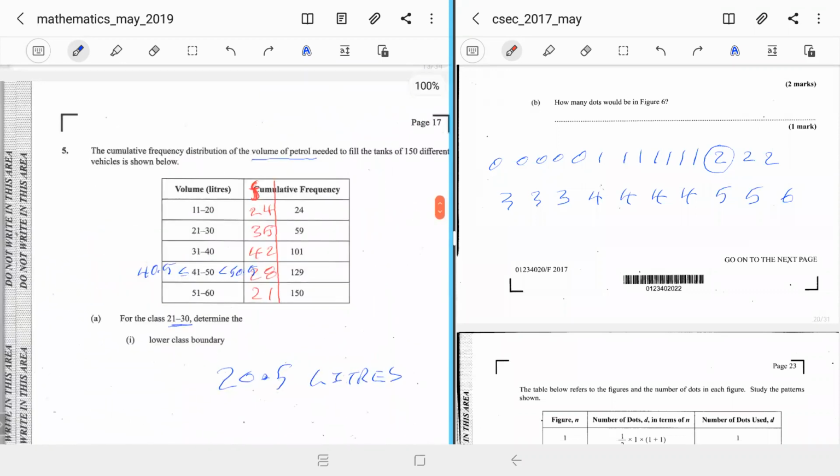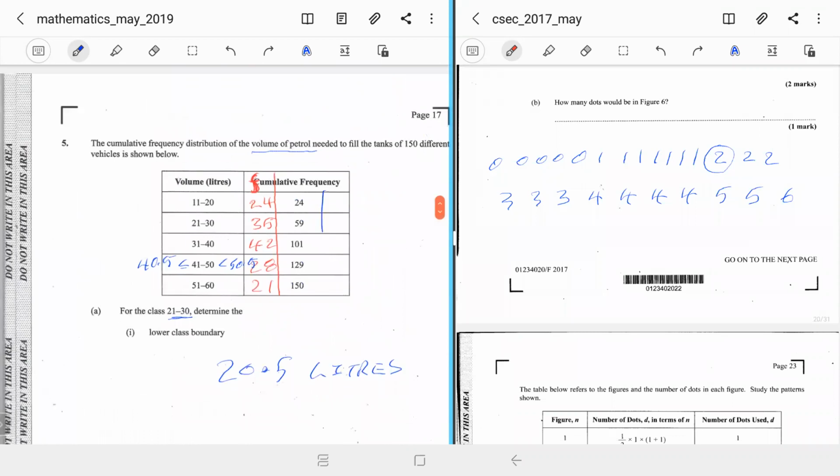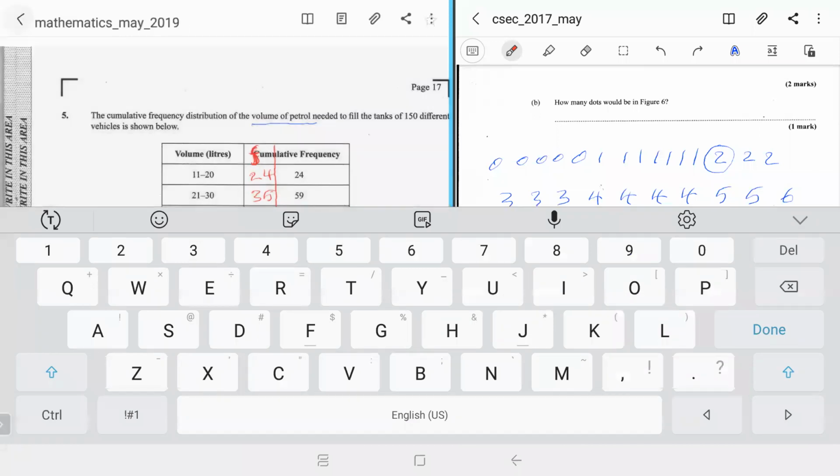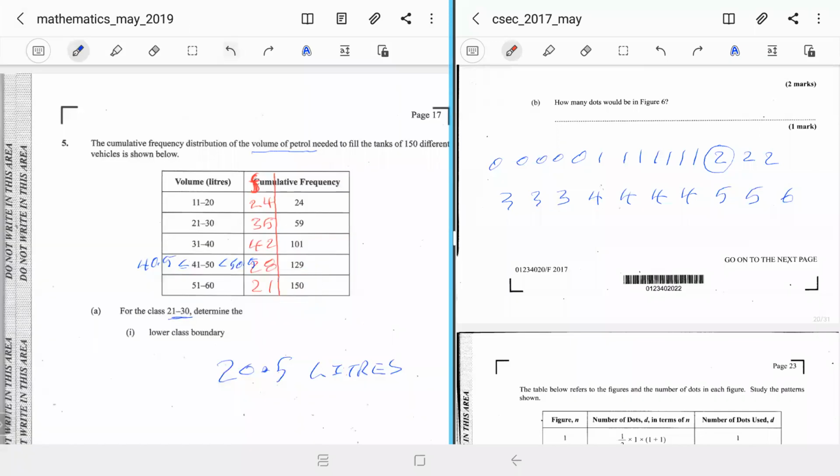Remember, there were 150 vehicles. And the vehicles are in ascending order: the ones down here are the ones with the low amount of petrol, the ones up here the ones with a high amount of petrol. And this column is a way of counting up the total number of vehicles as you go. That's what this is, cumulative frequency. Counting up the total number of vehicles as you go from the ones with the small amount to the ones with the high amount of petrol.